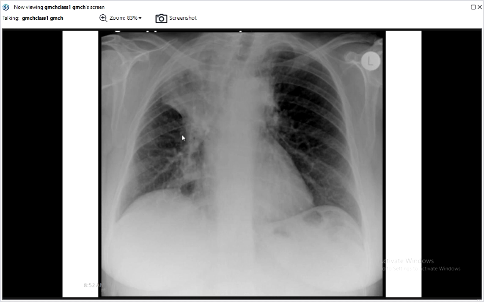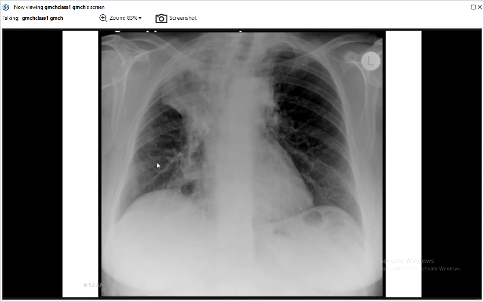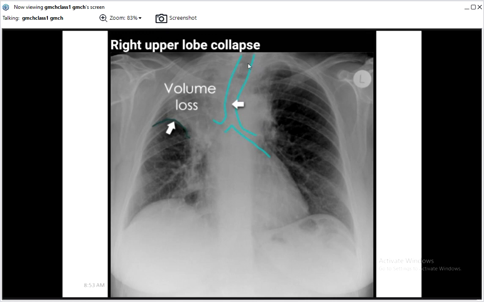And this opacification which you see is not completely white. Although this is completely white, if you compare these two, okay, so this is an area which is consolidated. So this is consolidation and this is collapse. You can see trachea is deviated to the same side as we have shown here. Trachea is deviated to the same side. So this tissue is collapsed.